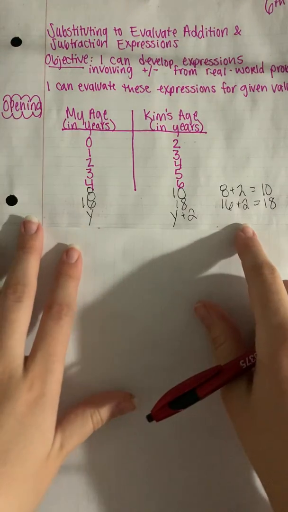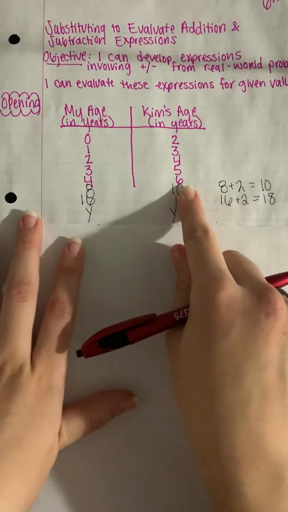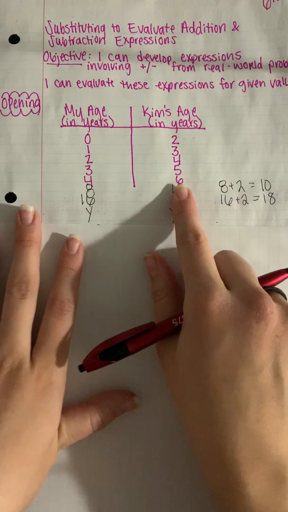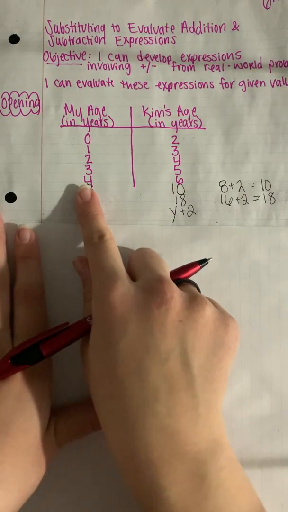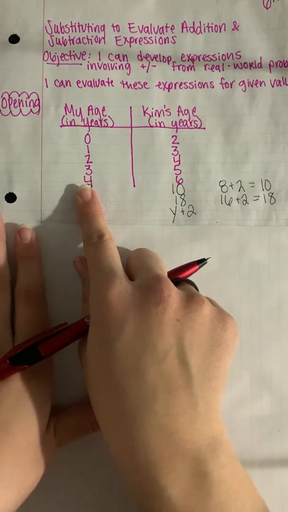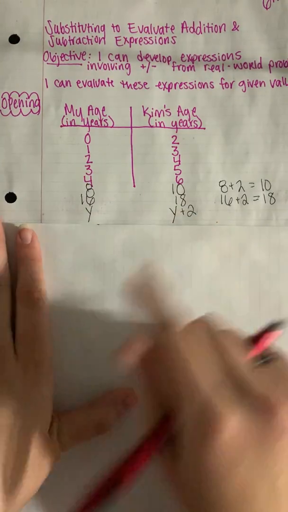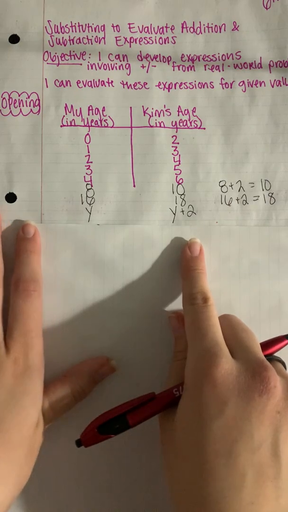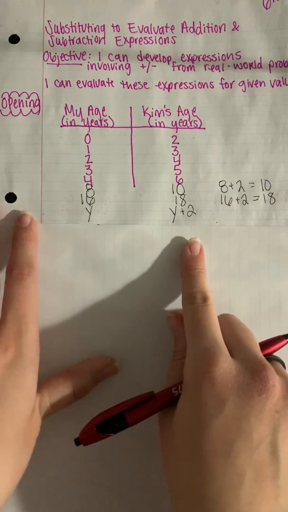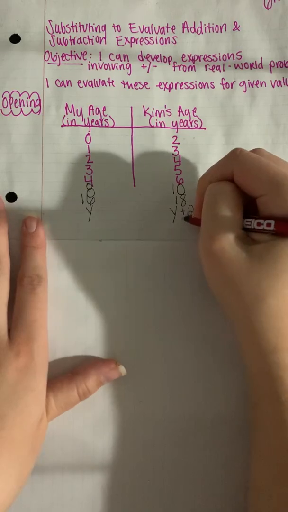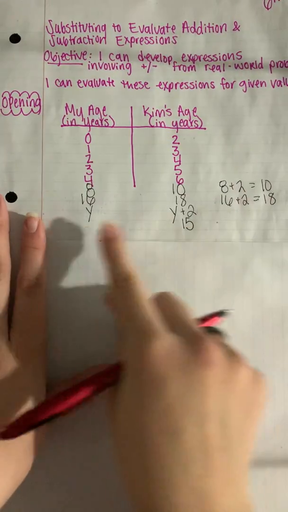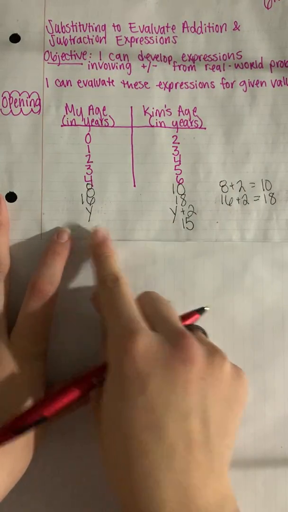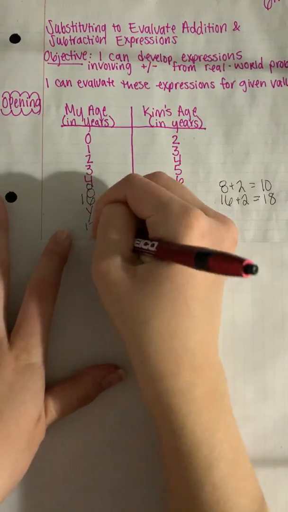What if I flip-flopped it on us and I said, how old was I when my sister turned 6? Well, I have that listed in the table. So I can see when my sister turned 6, I was 4. What if I asked, when my sister was 15 years old, how old was I? Well, 15 isn't listed here. But I know that if my sister was 15, I would be 2 less than her, right? So if my sister's 15, I am 13.